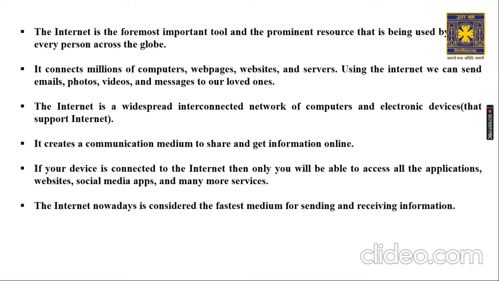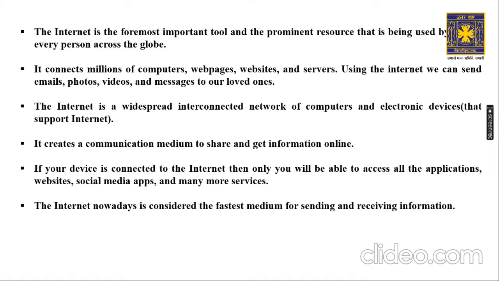So that is actually what the internet is. It connects millions of computers, web pages, websites and servers. Using the internet, we can send emails, photos, videos and messages to our loved ones. Again, I will tell you the difference. If you have a network of your own, you won't be able to send emails to your friend who is sitting in some other network. To do that, the two networks should be interconnected. Then only you can send emails, photos, videos and messages, and chat or interact using social networking sites.